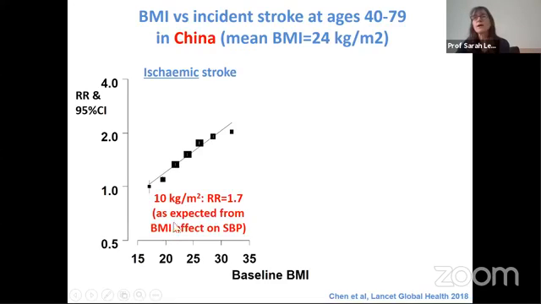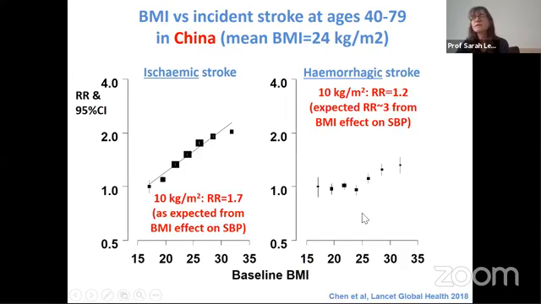And given the effect of BMI on systolic blood pressure, 10 units of BMI was associated again with an approximate doubling in risk, as you expected from the effect of BMI on blood pressure. But remember, blood pressure is also strongly associated with hemorrhagic stroke. So what did we see for hemorrhagic stroke? We would have expected an even stronger association between BMI and hemorrhagic stroke based on BMI's association with blood pressure. But again, surprisingly, we actually saw very little association, with just a rate ratio of 1.2 for 10 units, whereas we would have expected a rate ratio of about 3, given the BMI effect on systolic blood pressure.